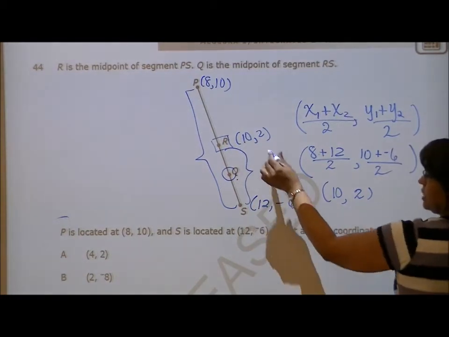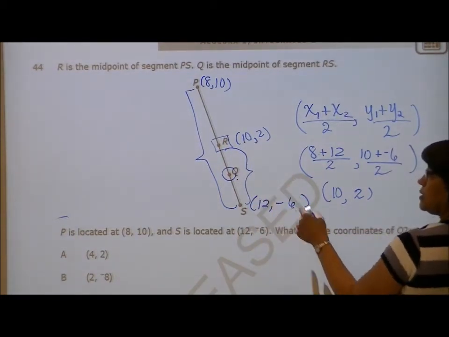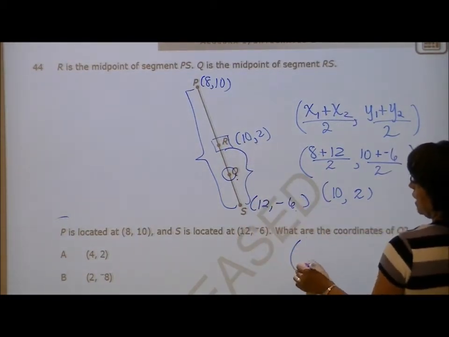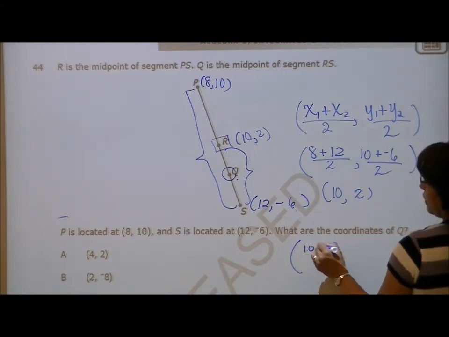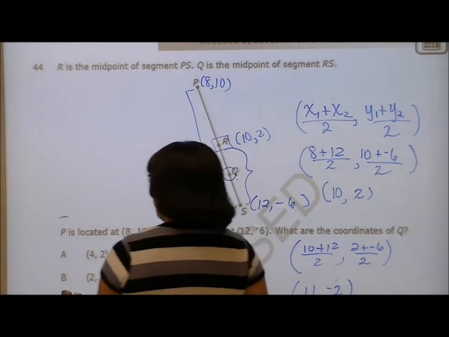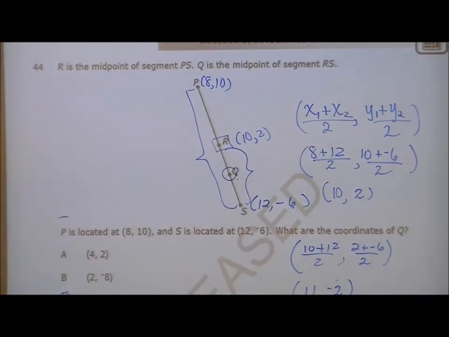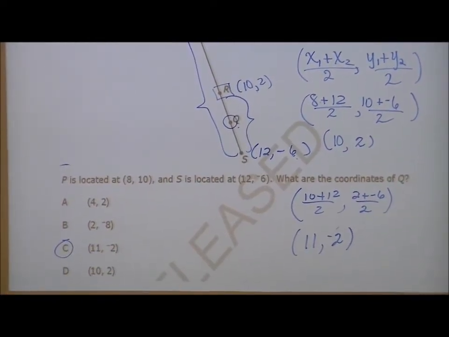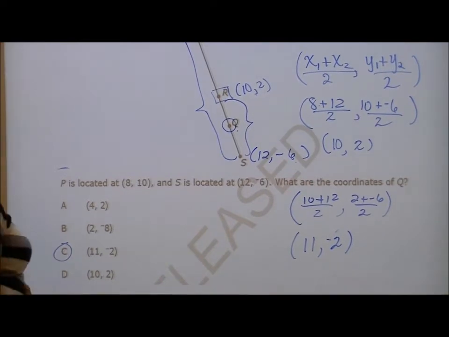And now we're going to use these two ordered pairs to find the midpoint so we can get Q. So we have 10 plus 12 divided by 2 for x's, and 2 plus negative 6 divided by 2 for y's. 22 divided by 2 is 11, and negative 4 divided by 2 is just negative 2. So your answer is C. So for number 44, you should have C. And let's move on to number 45.